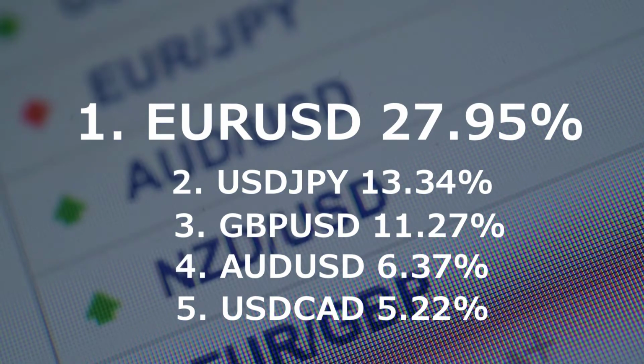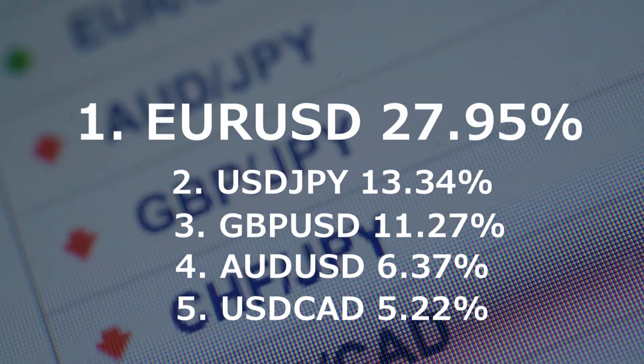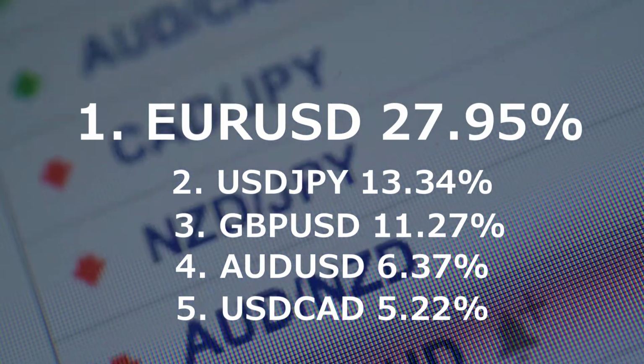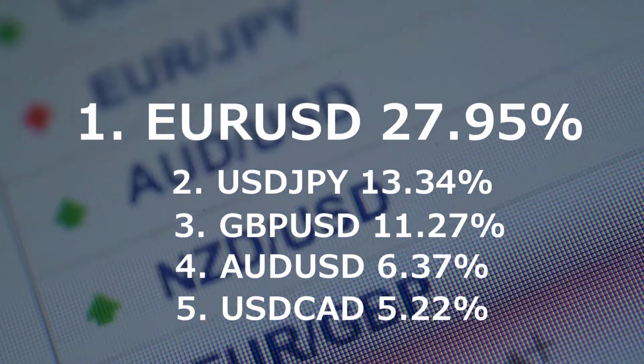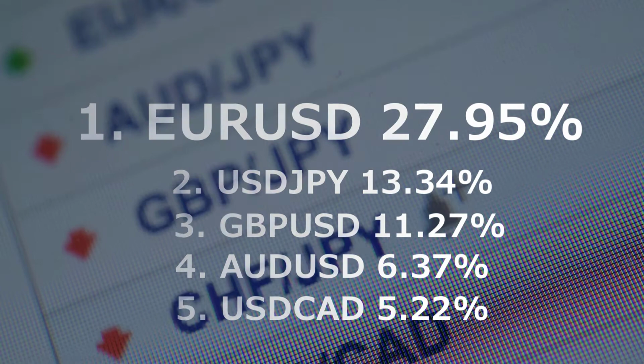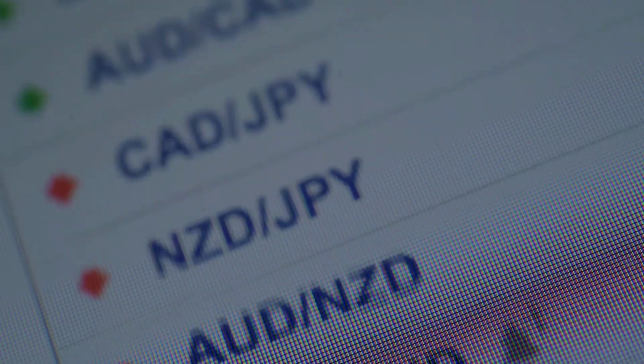27.95%. So you can see those top five currency pairs actually make up nearly two thirds of the daily $5 trillion traded FX market. So it's quite substantial, just those five pairs.